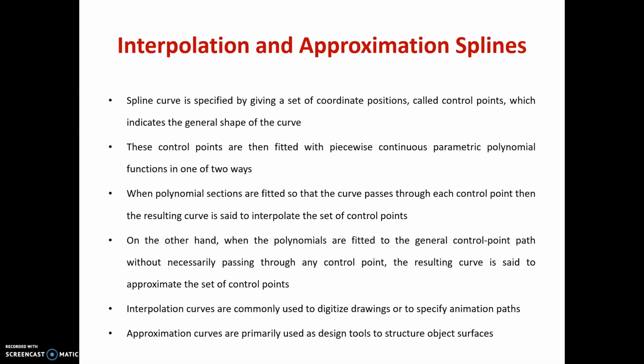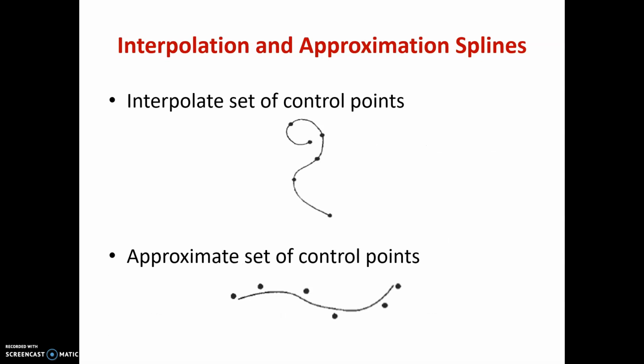Interpolation curves are commonly used to digitize drawings or to specify animation paths, while approximation curves are primarily used as design tools to structure object surfaces. Now here is the example of interpolating the set of control points and approximating the set of control points. In case of interpolation, it will pass through each and every control point, while it is not necessary to pass through each and every control point in case of approximation.